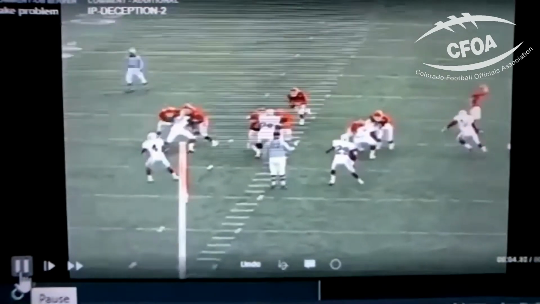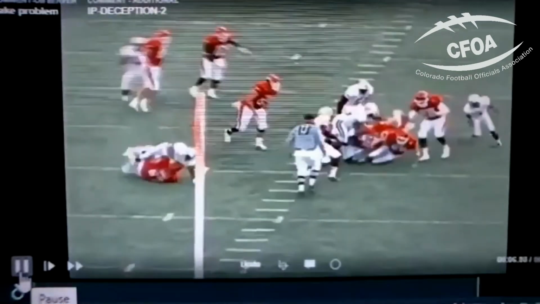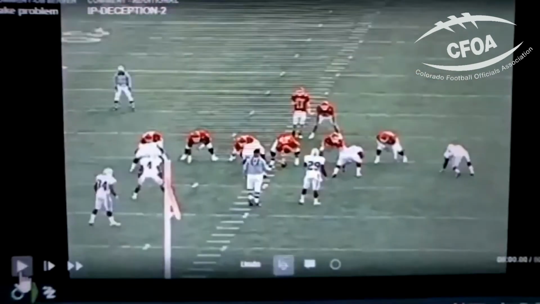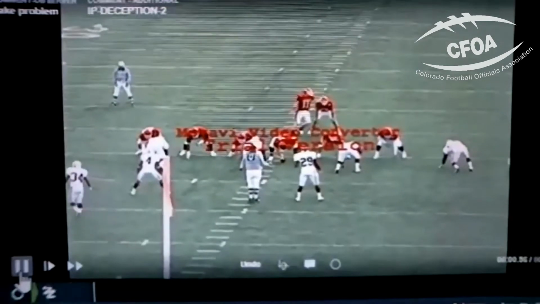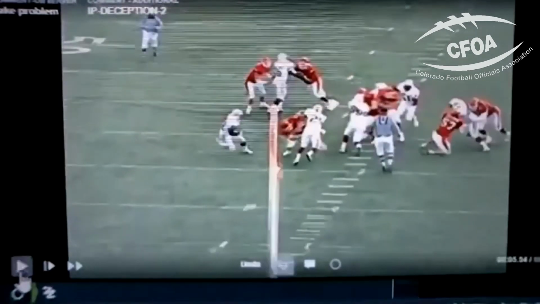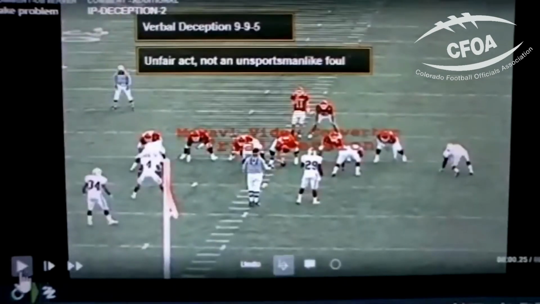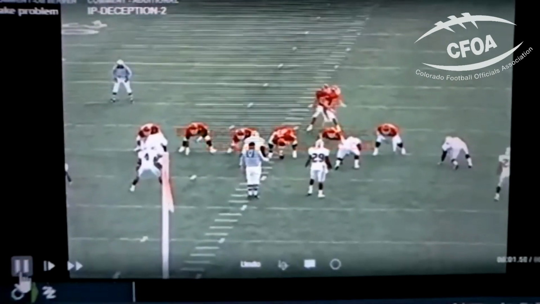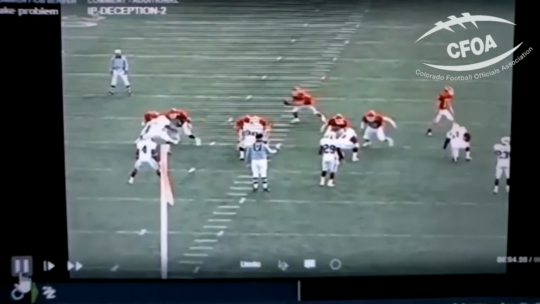So on this one, I never had any audio, but it's clear that the quarterback is acting as if there is some kind of a problem, and they're trying to lull the defense into complacency, and then the ball is snapped directly to a back. So this is unfair.